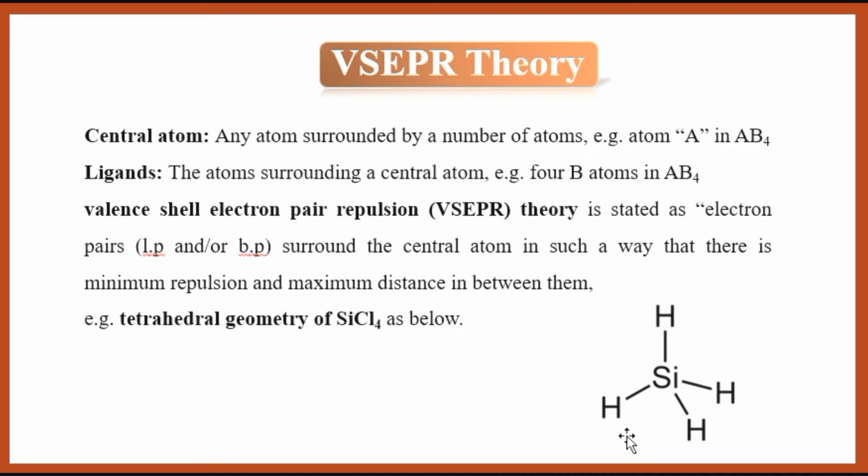So, assuming this type of geometry, that is tetrahedron, the bond angle would be 109 degrees, and that assumes that it obeys the VSEPR theory concept.